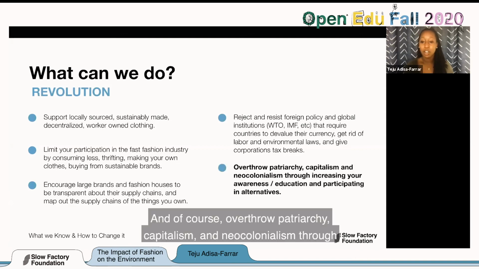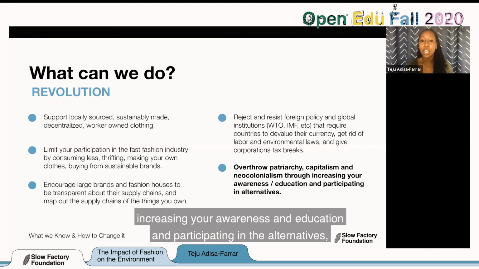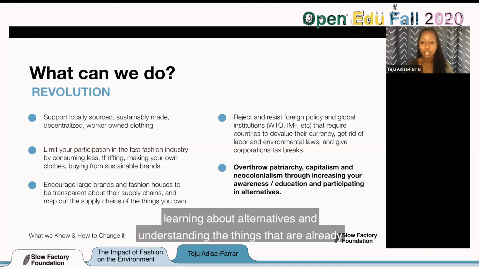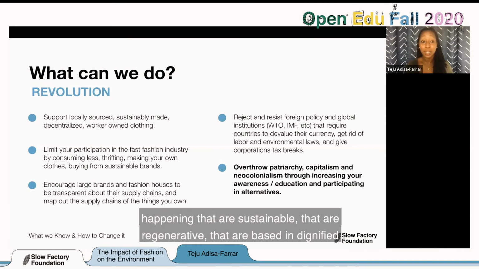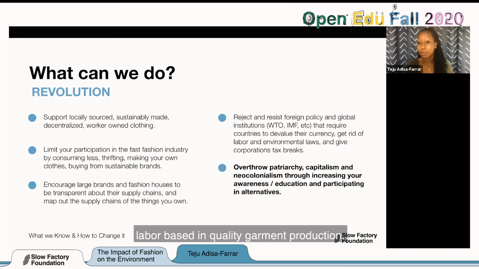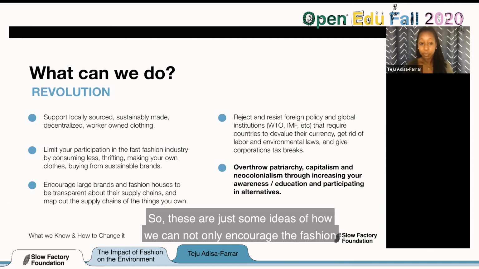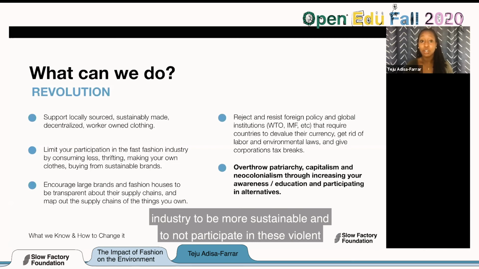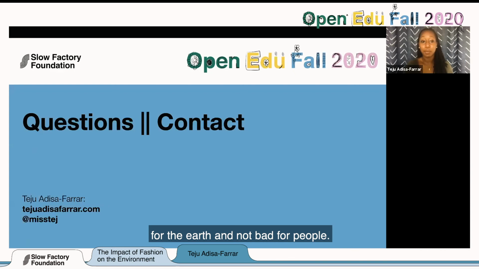And of course, overthrow patriarchy, capitalism, and neocolonialism through increasing your awareness and education and participating in the alternatives, learning about alternatives, and understanding the things that are already happening that are sustainable, that are regenerative, that are based in dignified labor, based in quality garment production. So these are just some ideas of how we can not only encourage the fashion industry to be more sustainable and to not participate in these violent practices, but also how we can use alternatives to the fashion industry to still enjoy our clothing and our style, but in a way that's not bad for the earth and not bad for people.